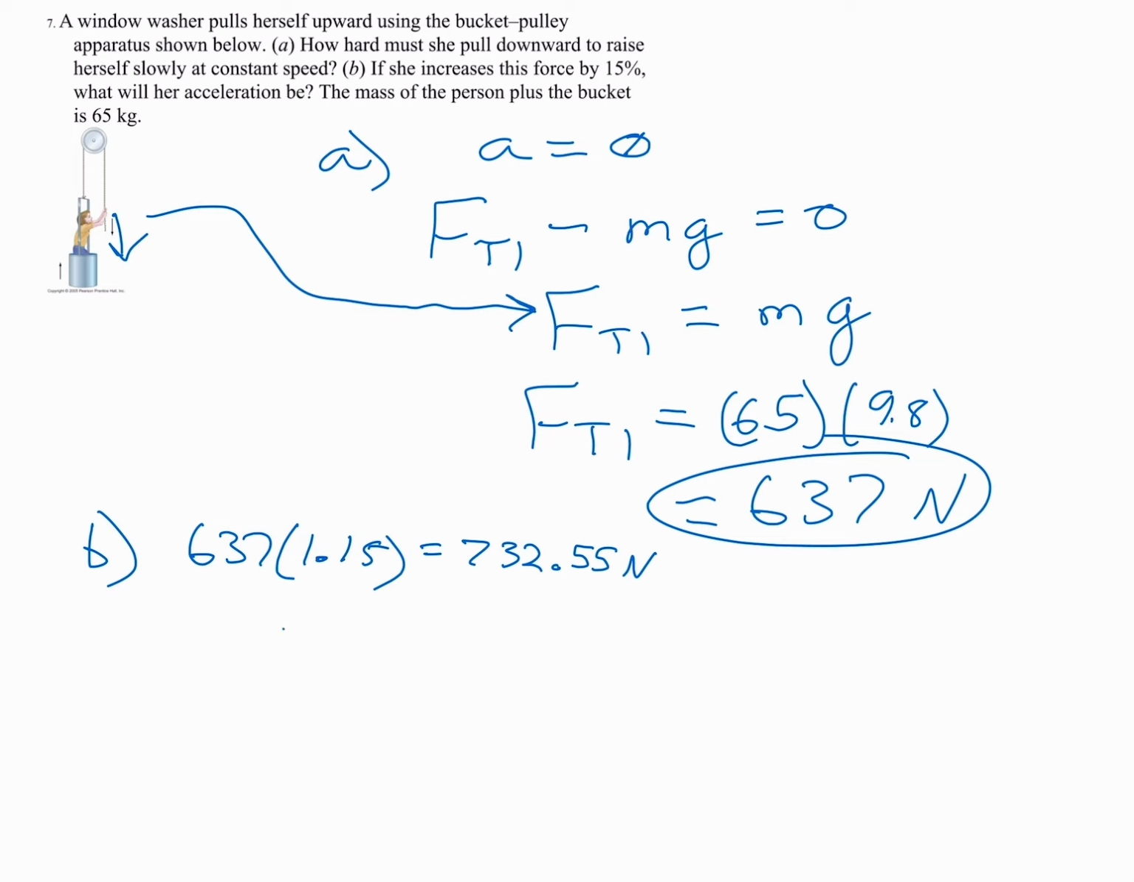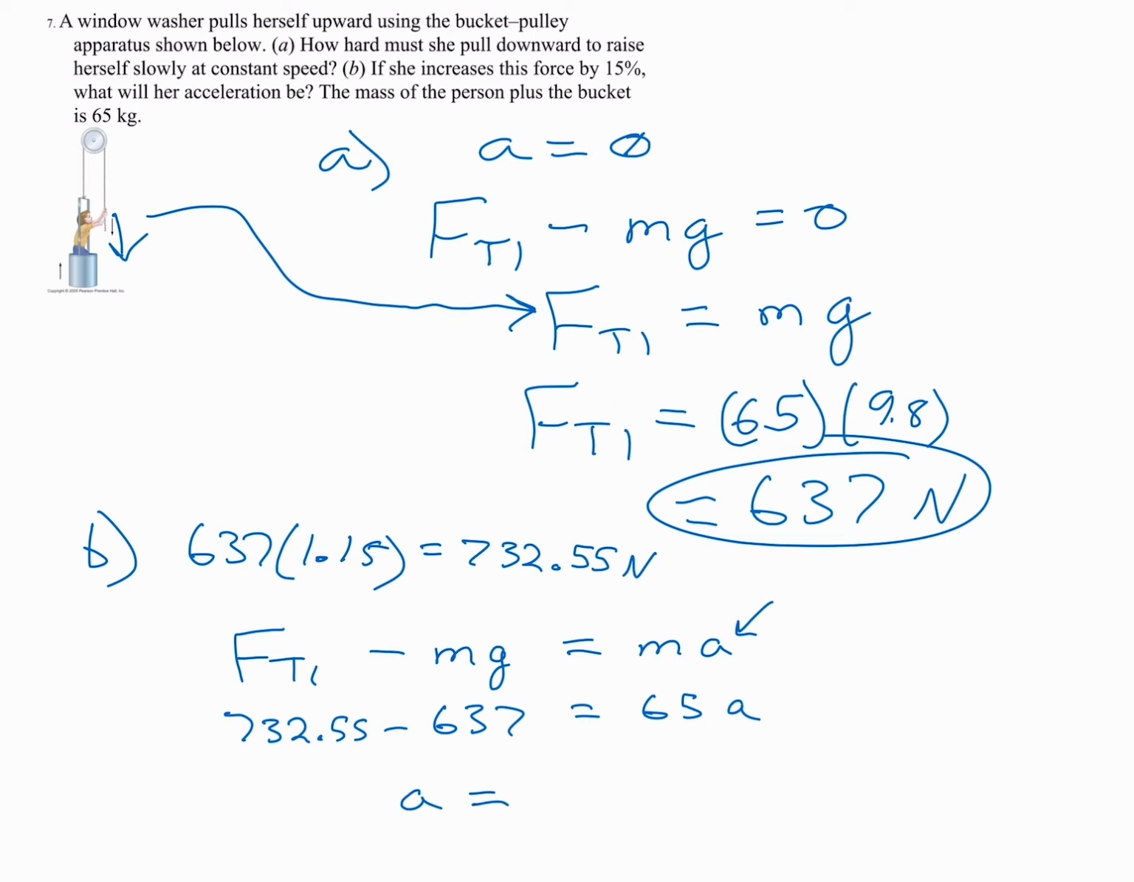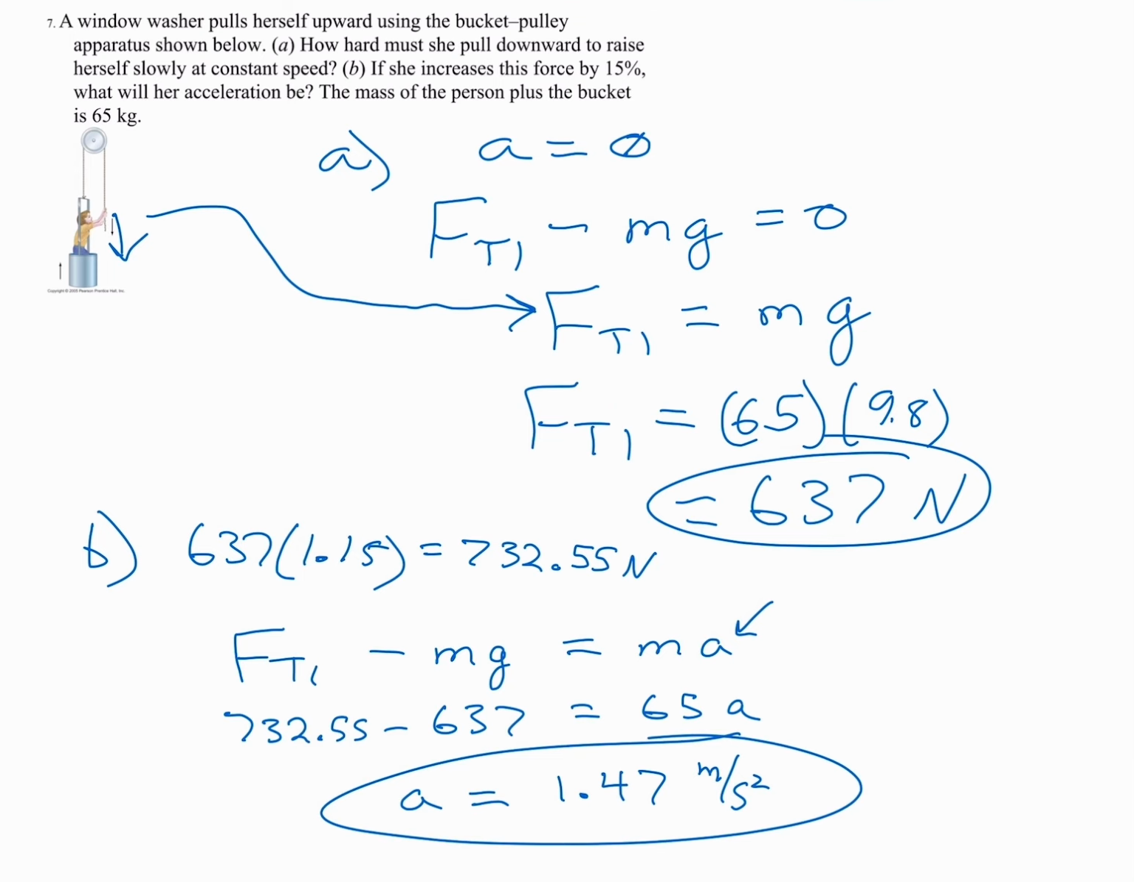So if I wrote a net force statement, the tension force minus the gravitational force is going to equal MA. And of course, the A is the unknown in this case. That's what we're going to solve for. So now we plug in the numbers. 732.55 minus her weight, which we previously calculated to be 637, equals the mass times the unknown. And if you rearrange the numbers and do the math, you're going to find the acceleration to be 1.47 meters per second squared. Yep, that's the acceleration she'll ascend with as she lifts herself up.